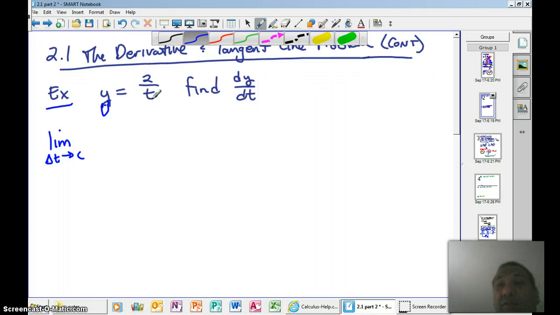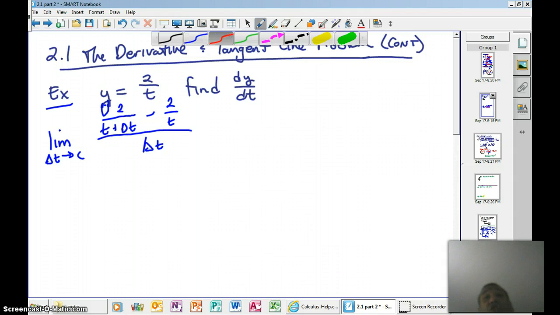Derivative of 2 over t, I'm going to use the definition. When we use the definition, I wanted to show you some crazy fraction action. So we're going to get 2 over t plus delta t, then minus 2 over t, all over delta t. That's how we would use the definition.